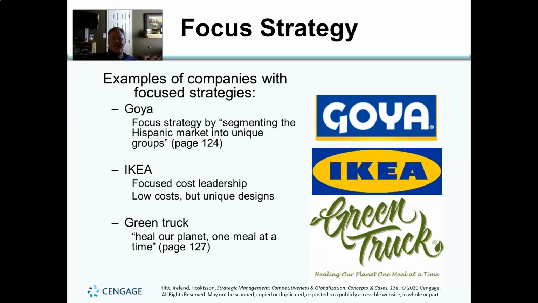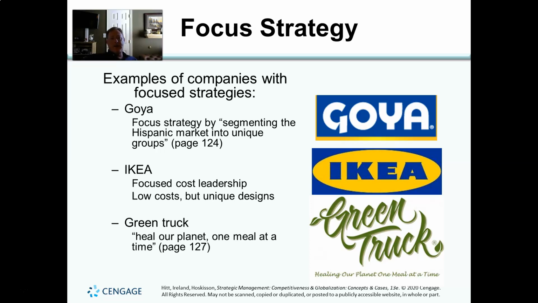But these are some companies that have the example that I like to use as the example of having a focus strategy. Like Green Truck, that uses, this is obviously people who are socially conscious. Their mission is to heal the planet one meal at a time. That certainly is pretty high-minded, but you can see how that would appeal to certain market segments. IKEA is focused cost leadership. They have unique designs but very low cost.